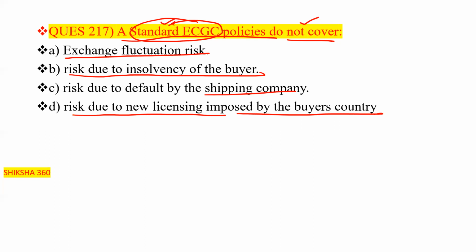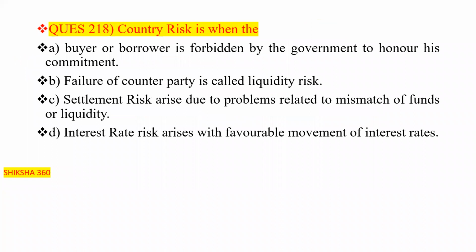So generally the exchange fluctuation risk is not covered. So option A is the answer here. That is the exchange fluctuation risk. Now move to the next question, country risk.